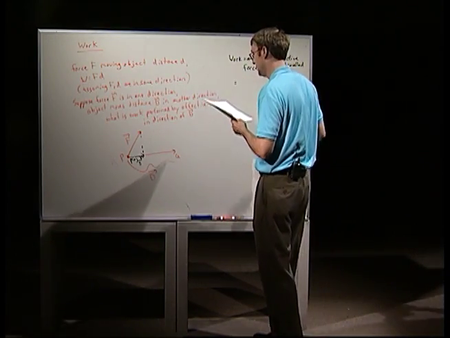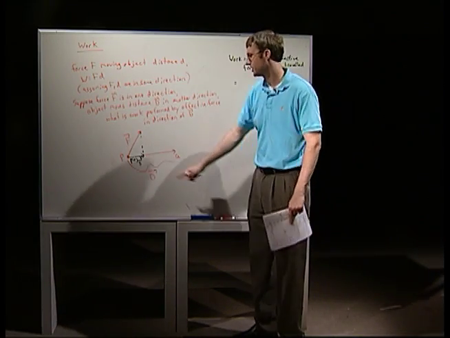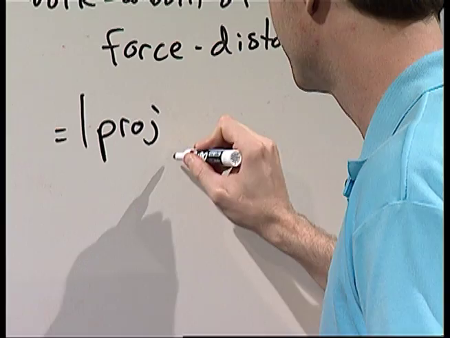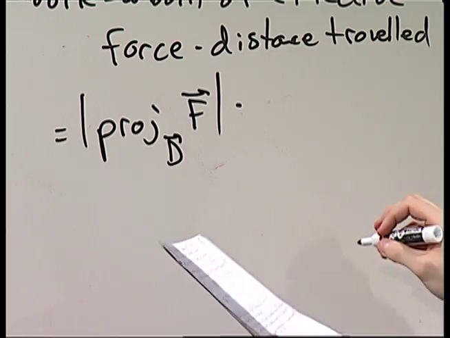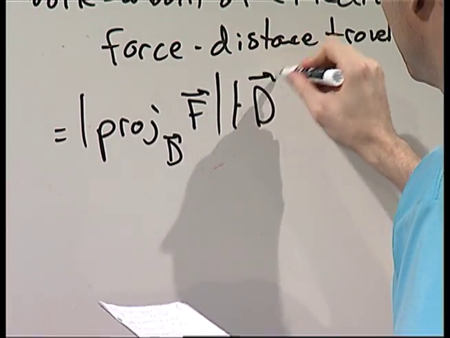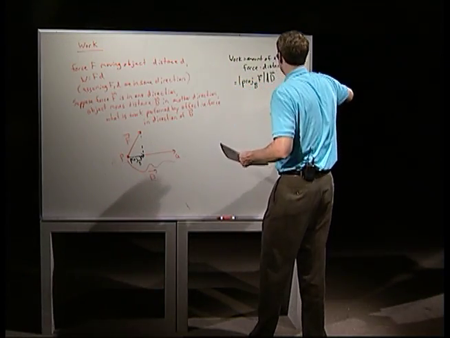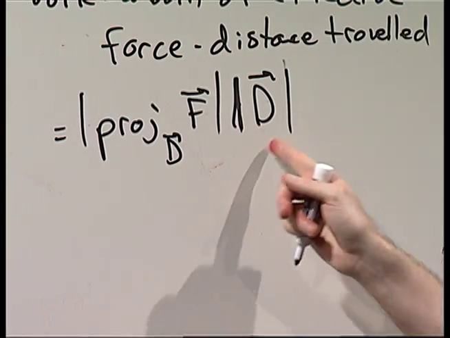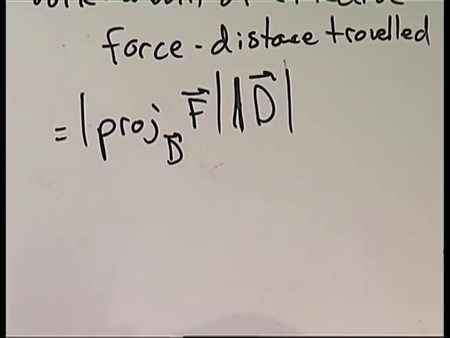So what is the amount of effective force? Well, it's the length of the projection vector. So this is length, this is proj sub d of F. Distance traveled is magnitude d. Let me make this look cleaner here. So there is the amount of effective force. There is the distance traveled. So you get this.